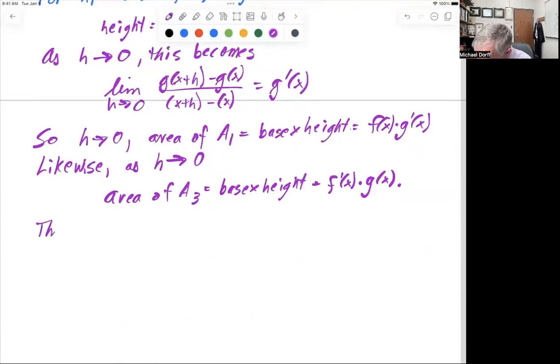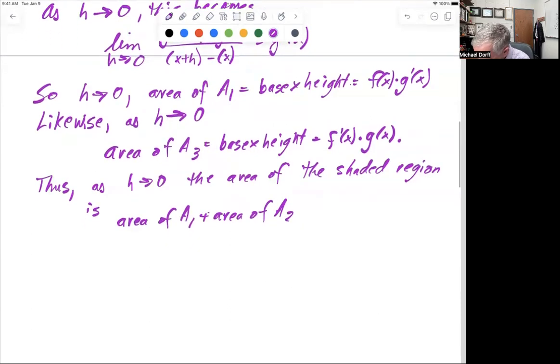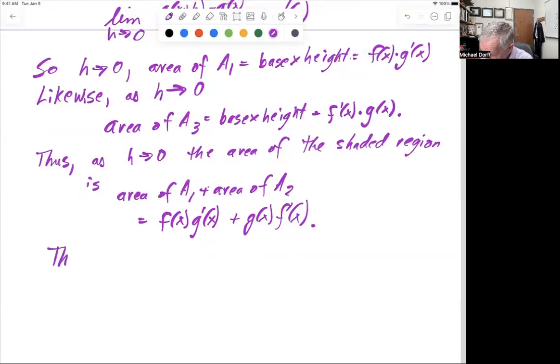So then in summary, as h goes to 0, the area of the total shaded region is the area of A1 plus the area of A2 plus A3, which is going to equal f of x g prime of x, plus g of x f prime of x. Well, what is that? That's the product rule.